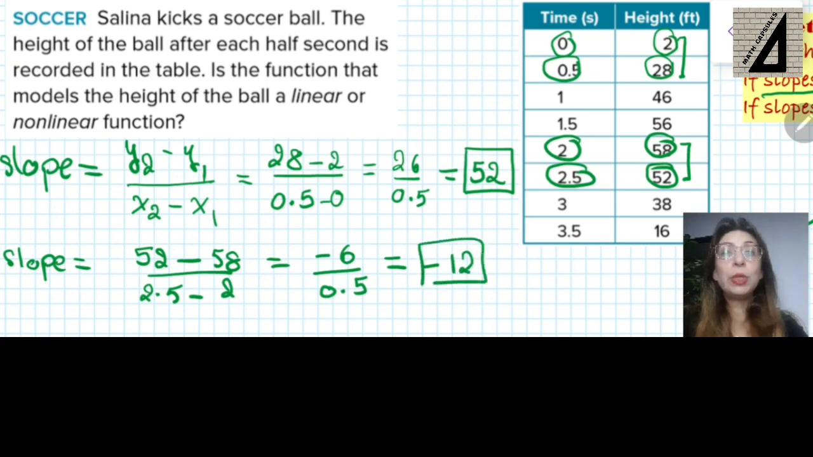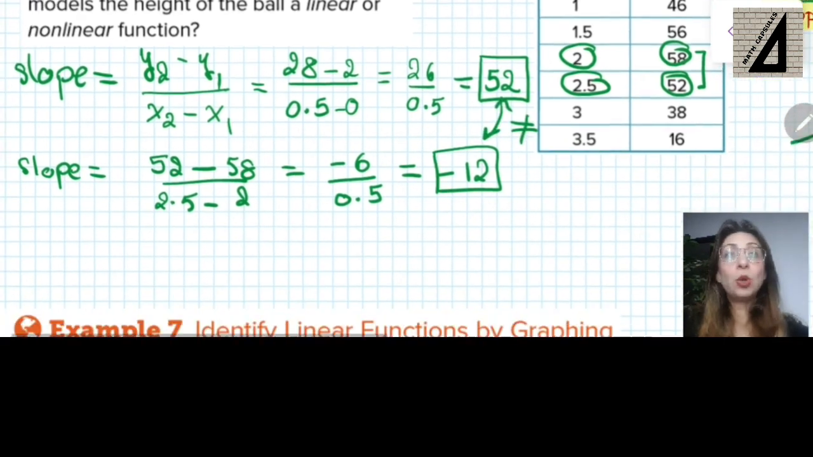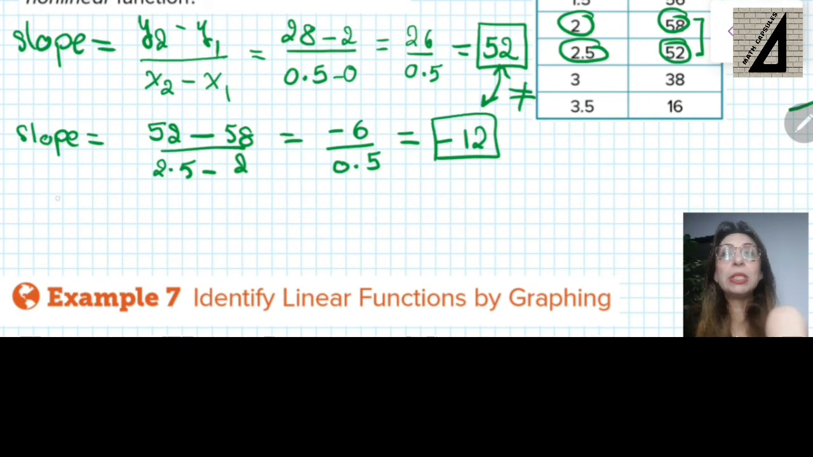So the slope between the first 2 points is 52, and the slope between the second 2 points is negative 12. This means that they are not equal. Because the slope is different, this means that it is a nonlinear function.